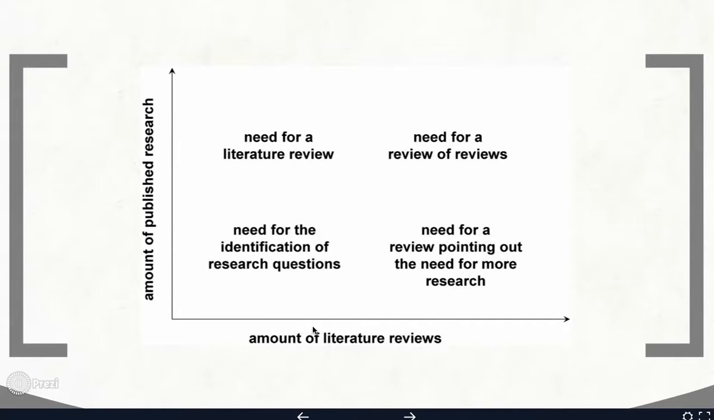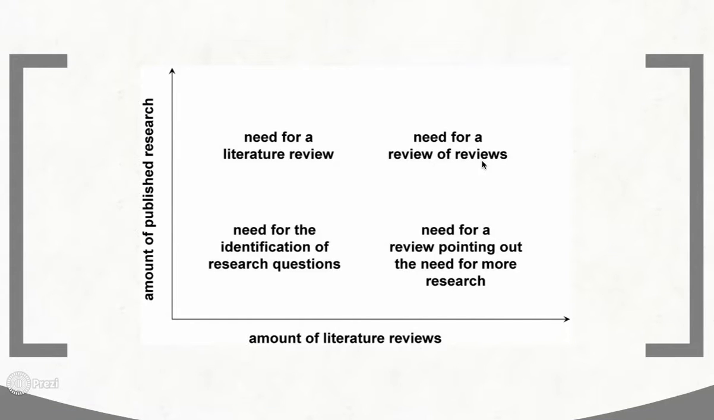Okay. So maybe there's been a lot of literature reviews and there's been a lot of research. So there's a need for review of reviews. So that means the purpose of your literature review is going to be to look at former literature reviews and see if they are accurate still today. Maybe they're outdated and your point is to show how outdated they are.